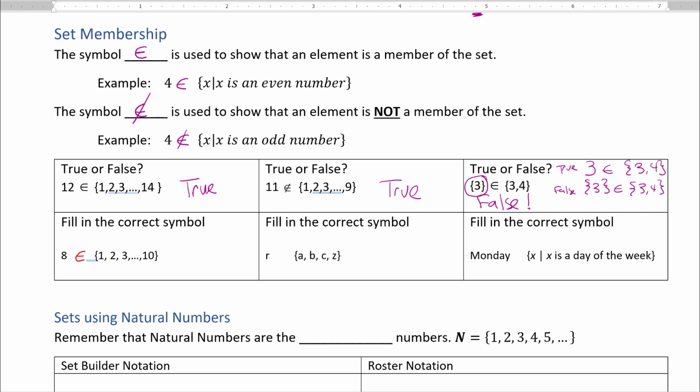How about the next one? R is an element of A, B, C, and Z. Is that true? No. R is not an element, so we're going to put the element symbol and then a slash through it. All right, Monday. Does that belong in the set X such that X is a day of the week? Well, yeah, Monday is a day of the week, so I can say it is an element of.